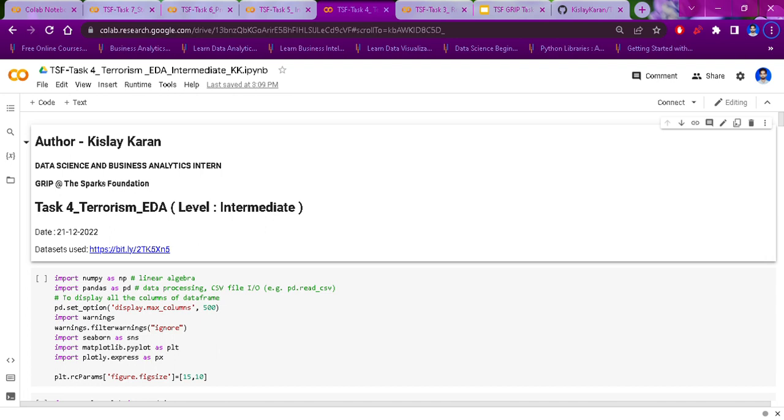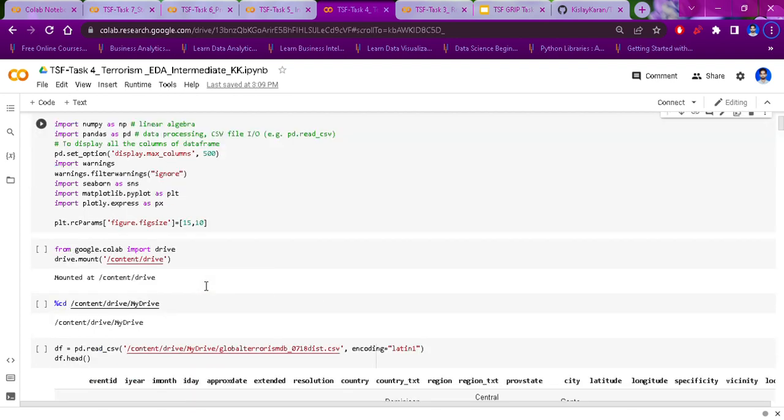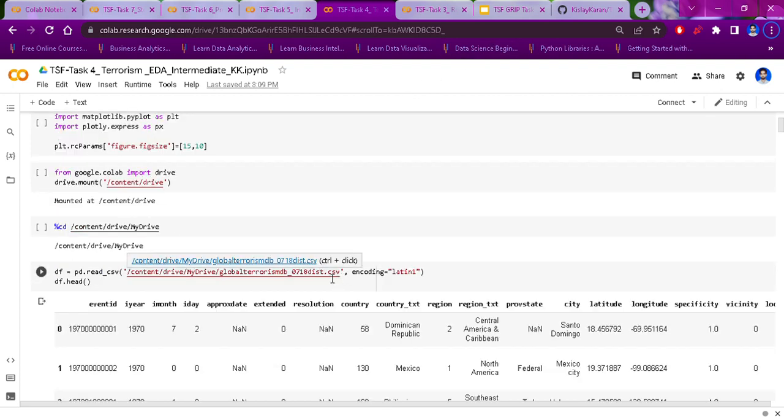Today I'll be explaining the exploratory data analysis I'll be performing on the terrorism dataset. So moving ahead, we'll be downloading the dataset from this link, and then we'll be importing the necessary libraries for the task, and we'll connect Google Drive to the Colaboratory notebook, and after that we'll be importing the CSV file from the drive.